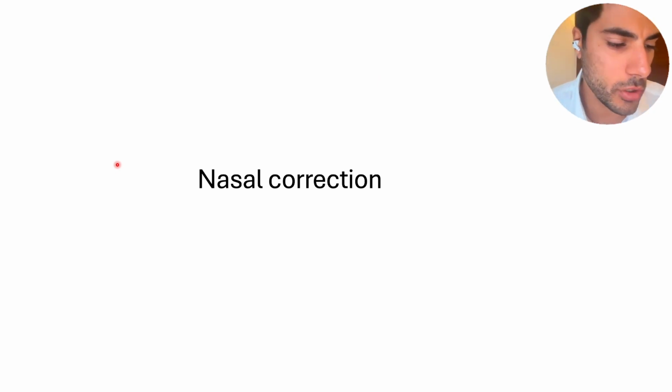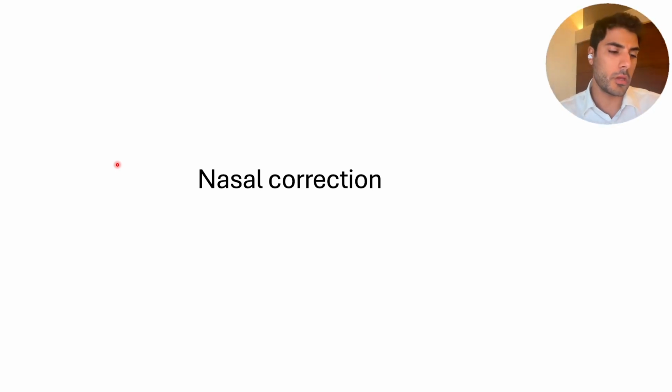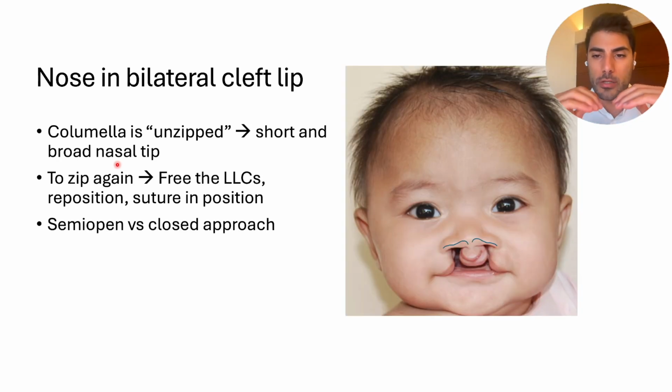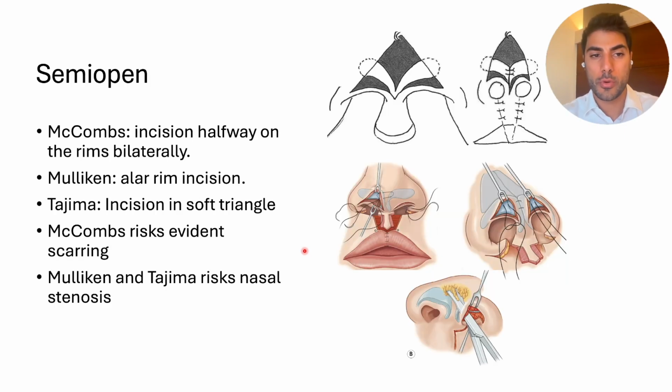As for the nasal correction, in the unilateral cleft lip, not all surgeons advocate for a nasal correction, but here it is necessary because actually the columella is in the nose. Because the nose is unzipped, to gain back our columella, we have to zip the nose again and have the columella length back to its normal length. So as discussed earlier, same semi-open versus closed approach.